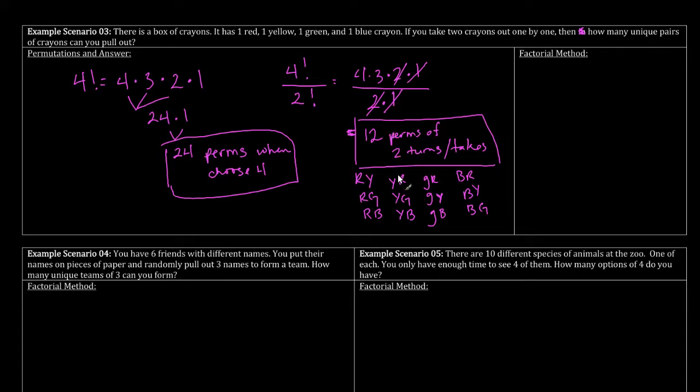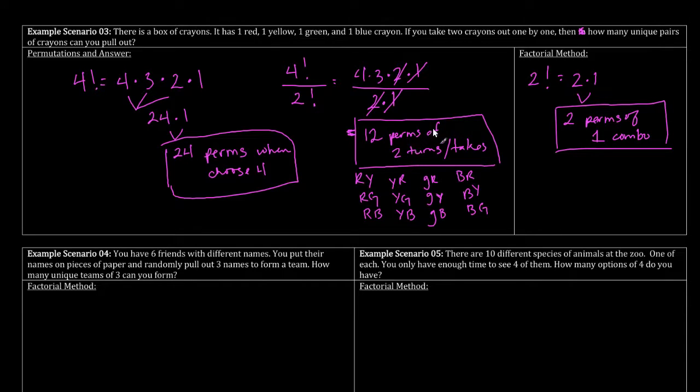So remember that some of these are going to repeat because we have red, yellow, but then we also have a yellow, red. So for every combination of 2, how many times can it show up? So that would be 2 times 1. So we get 2 permutations of 1 unique combination. So we take the 12 permutations of 2 and we divide it by 2 because that gets rid of the repeats. And we end up with 6 unique combinations.